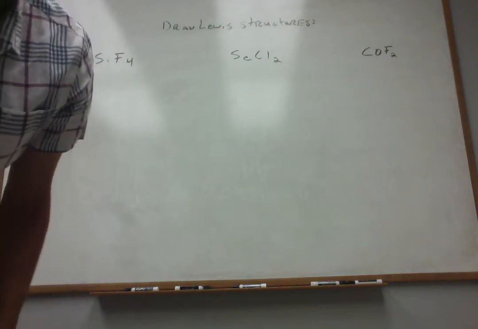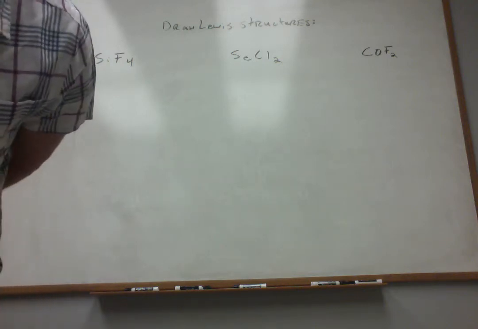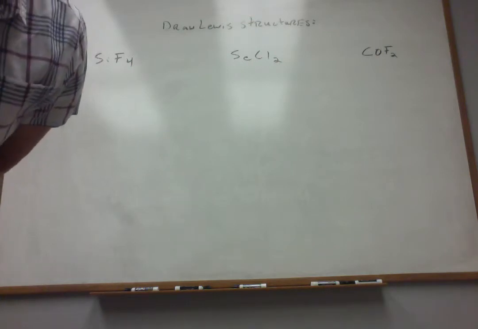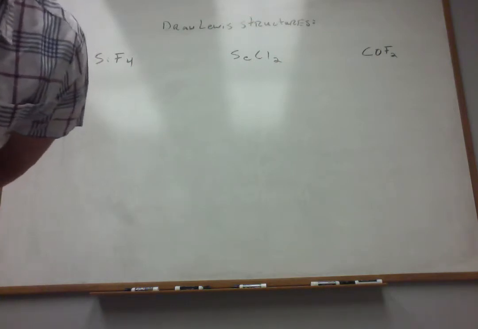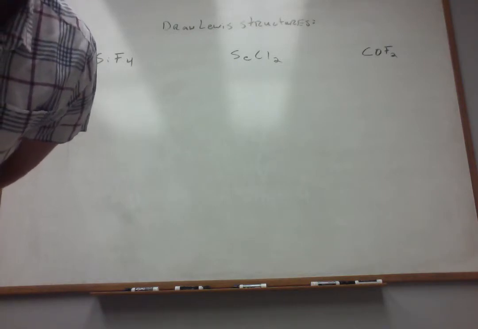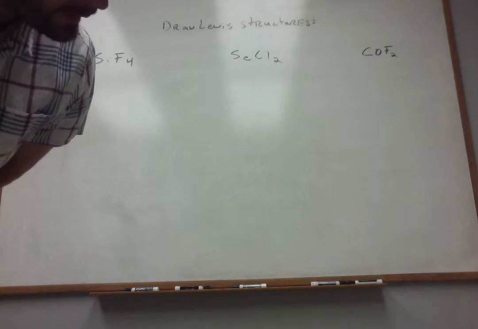Okay, in this one we're going to work 10.5. This asks us to draw Lewis dot structures for three different compounds. Drawing Lewis dot structures for molecules is one of the really key skills for Chapter 10.